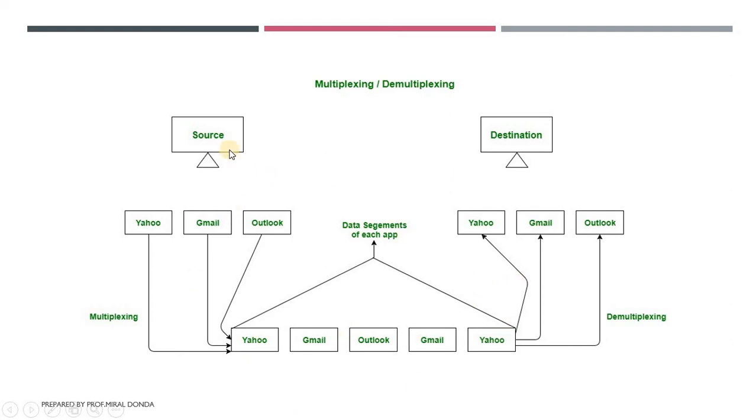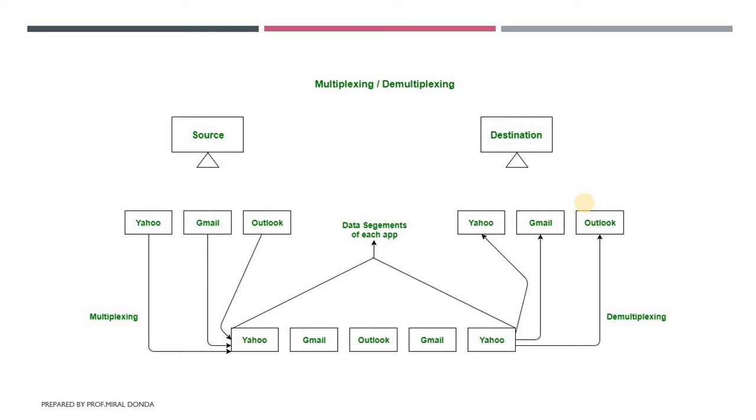This process is called multiplexing, and at the receiver side, all those data packets are received at the transport layer. Now the demultiplexer reads the header information, and based on it, sends those data packets to the correct destination app: Yahoo, Gmail, and Outlook. So here 2 data packets of Yahoo are received at the Yahoo process, 2 data packets of Gmail are sent to the Gmail process, and 1 for Outlook is sent to the Outlook process. So this is the responsibility of demultiplexing.